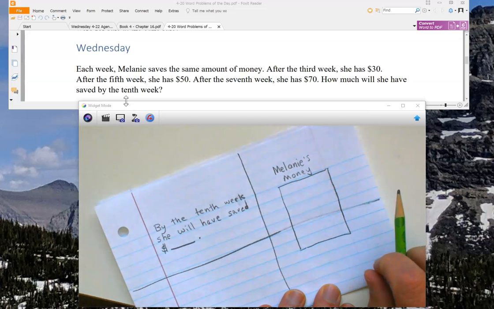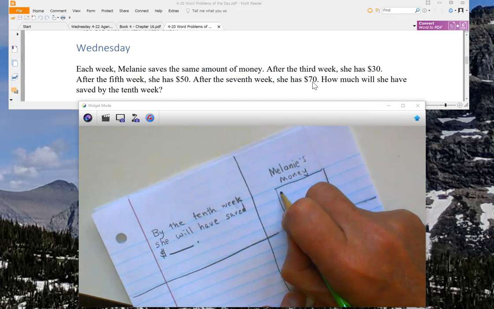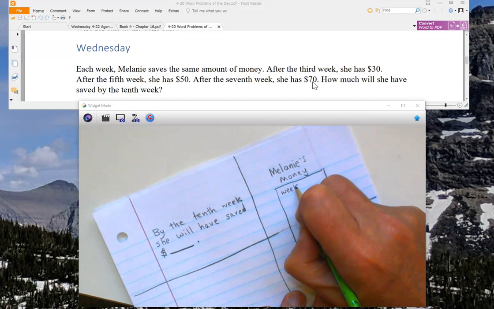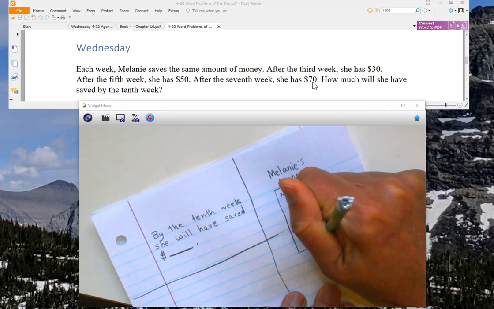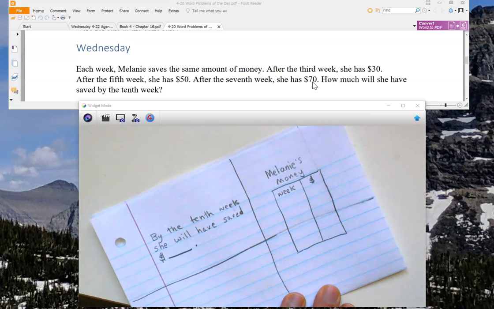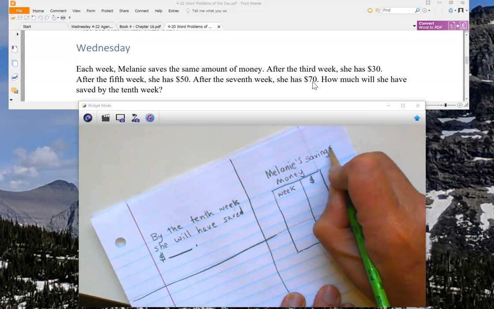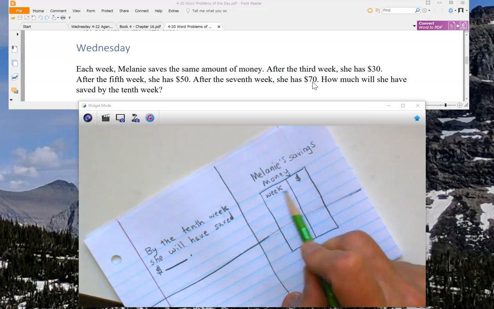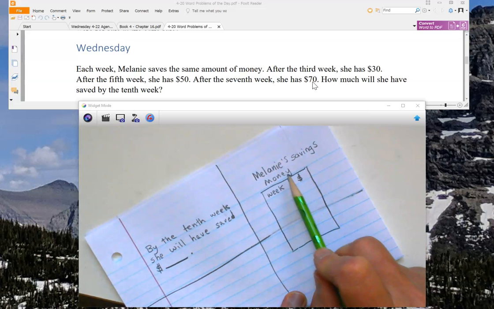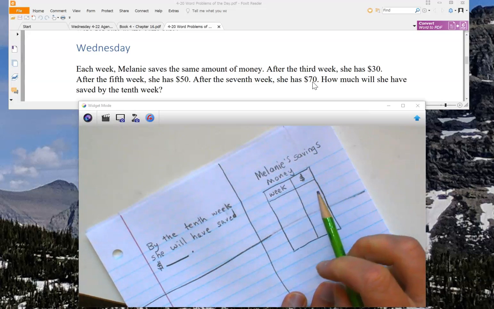So it looks like I'm talking about weeks and I'm talking about dollars. So I'll have the week in one column and the amount of dollars she has saved. And I might even do savings money because this is her savings. So if you made a table, great. If you titled it, awesome. If you have two columns to show what you did, we'll start here.